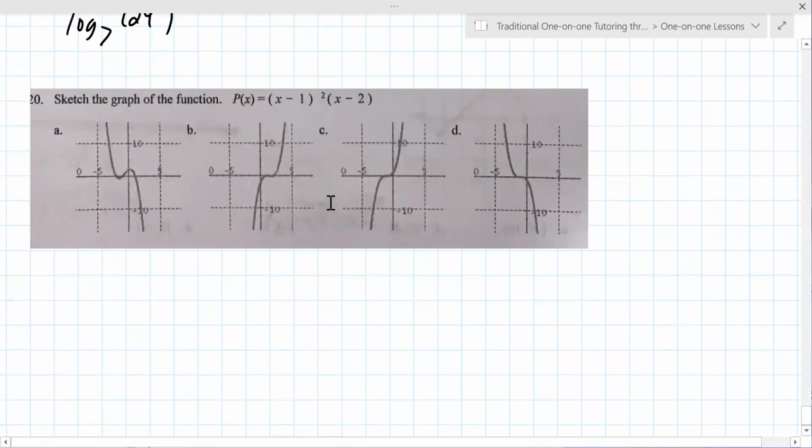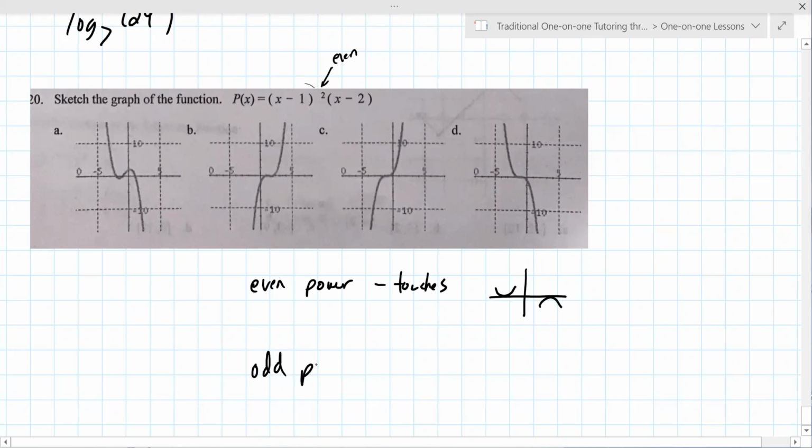All right, so the last one here is to sketch a graph of the function. One of the differences between this one and the first one is that when it's a power of 2 or 4, basically whenever it's an even power, it touches, meaning it does not cross. Like, if this is the axis, it either comes down and touches like that or touches like that. Whereas if it's an odd power, which is what is going over here, x minus 2, it crosses.